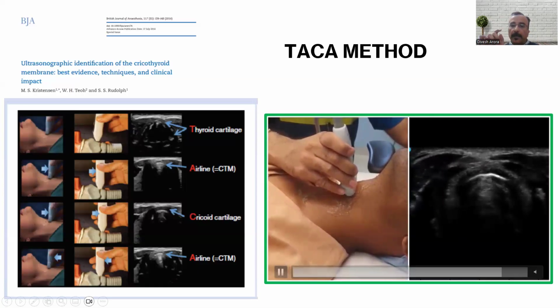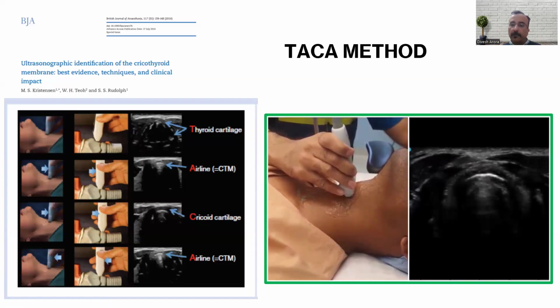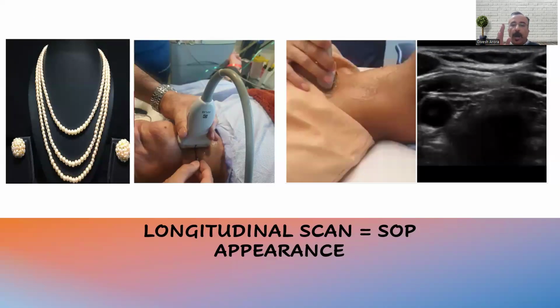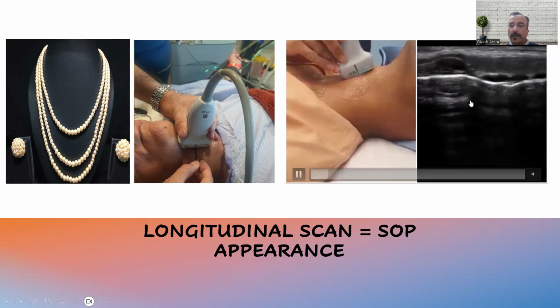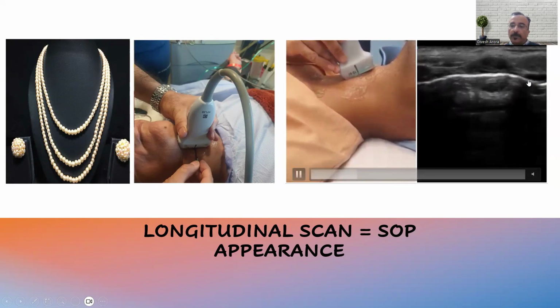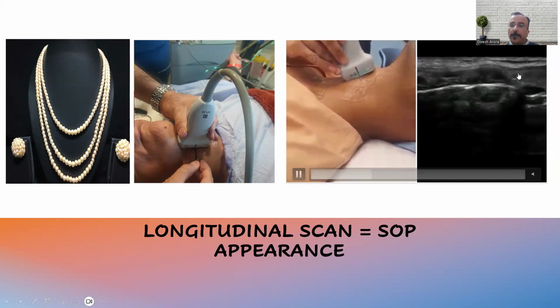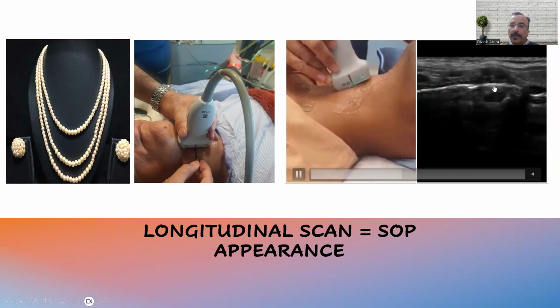So we can mark it with the help of a needle or with the help of a skin marker. Now coming on to how do we identify this membrane in the longitudinal axis? This is known as the string of pearl appearance. So let me play a small video so that we can understand how we identify it in the longitudinal axis. As you can see for yourself, the tracheal cartilages are visible. And once you reach the cricoid cartilage, there is a step up appearance, which is clearly visualized. Underneath is the air mucosal interface.